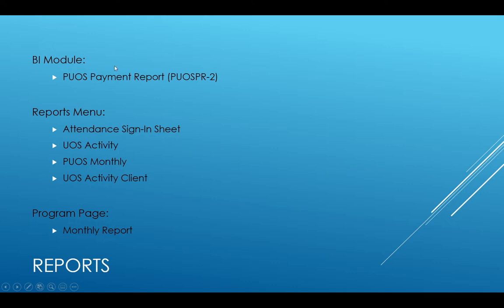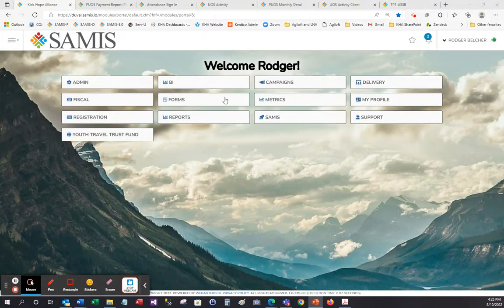The payment report will be found on the BI module. I'll show you how to navigate to that report and how to run it and read it in a moment. The reports menu section in delivery will allow you to choose any of those reports. And then the program page report or the monthly report is found on the program page. So then let's take a look at some of these reports.